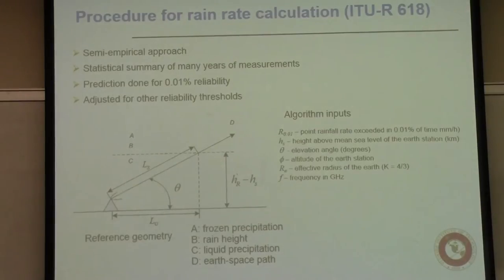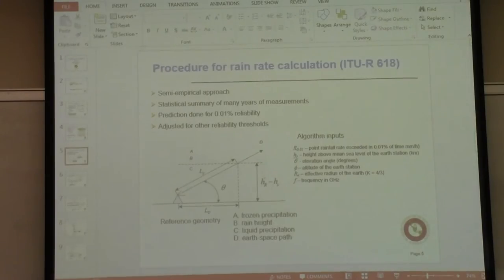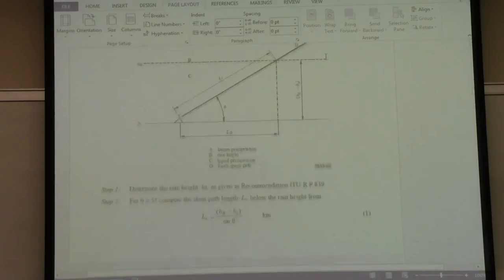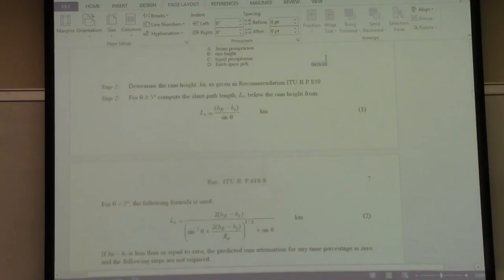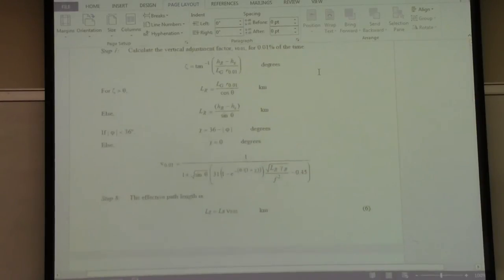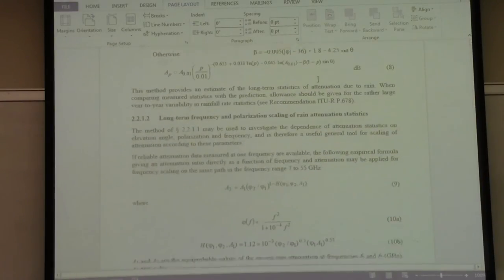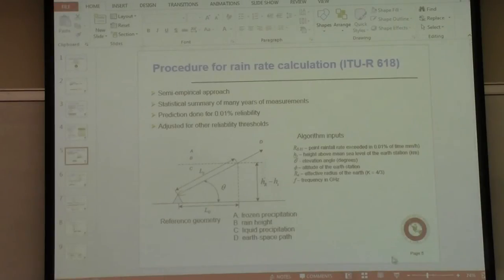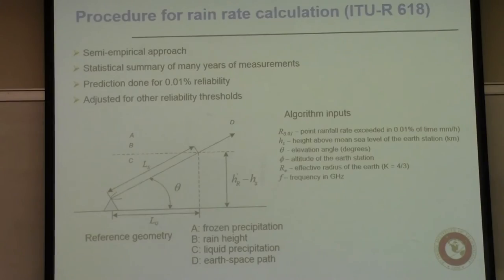So now, let me show you that recommendation. This is the document that I have posted there. I guess it's 618-8. There is -9, I don't know what the differences are. And what this one does, it gives you 10 different steps that you need to go through in your calculations to calculate what your effective path is. There's a little bit of science here, but mostly it's just explaining the algorithm, so I'm going to go relatively quickly through these explanations.